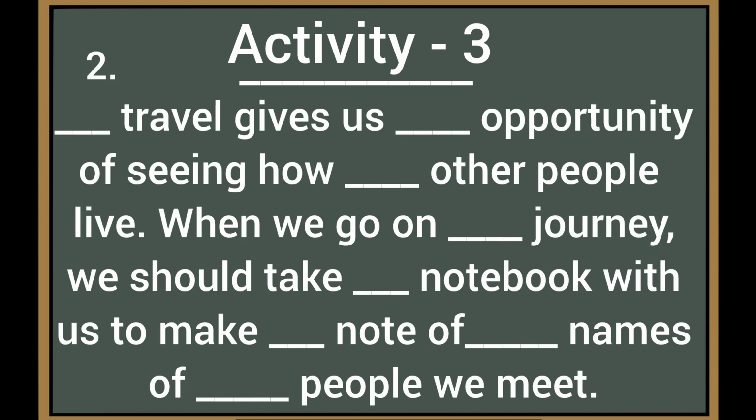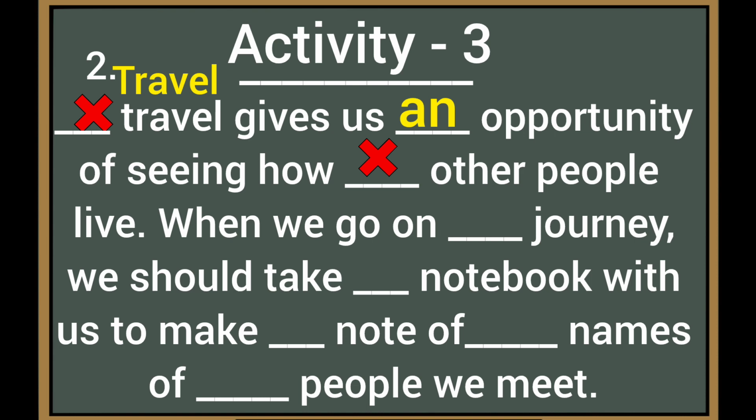Next paragraph. Gap. Trouble gives us gap opportunity of seeing how gap other people live. Here we can see trouble is used in the normal sense, so before it a or an or the is not necessary. So we will leave it vacant. Trouble gives us gap opportunity. Opportunity is a singular noun, so we can say an opportunity of seeing how other people live. Before people, other is used, so before other, nothing is necessary, we will leave it vacant. So the correct sentence is: Trouble gives us an opportunity of seeing how other people live.